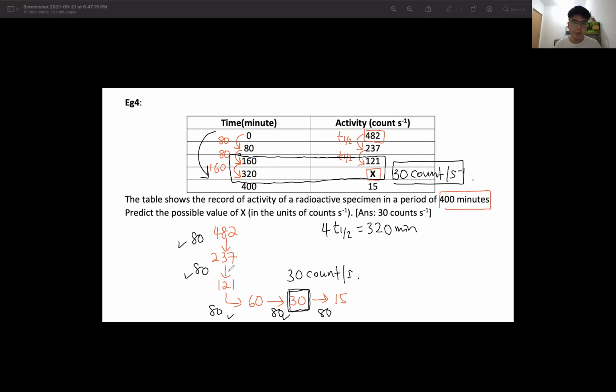Sometimes when you take half of it, it's not exactly half, but you can take approximate values. Right, we go to the next one.